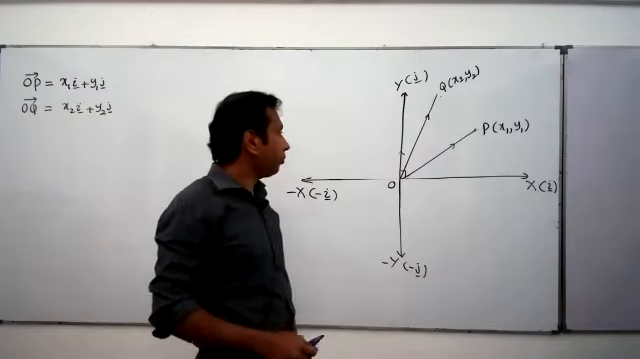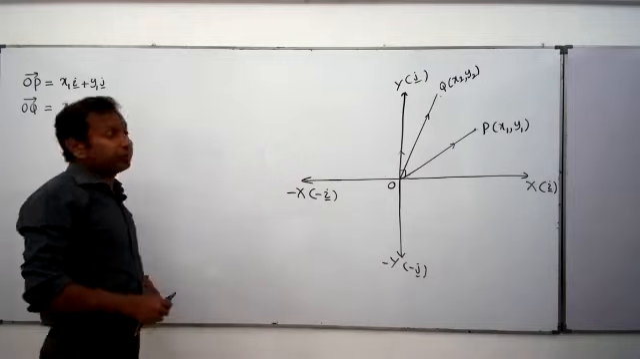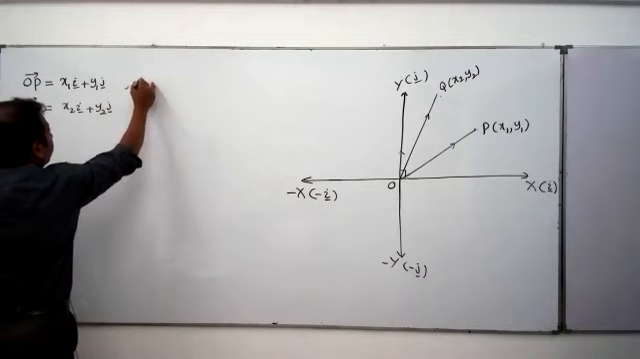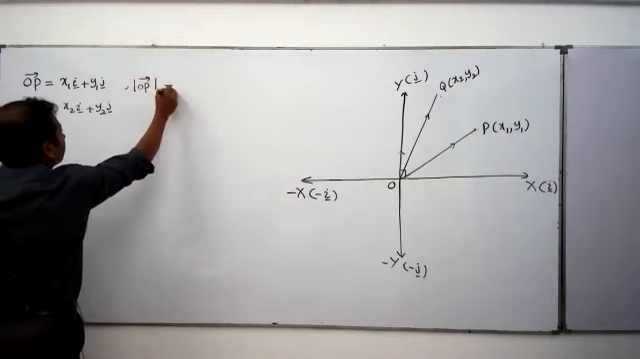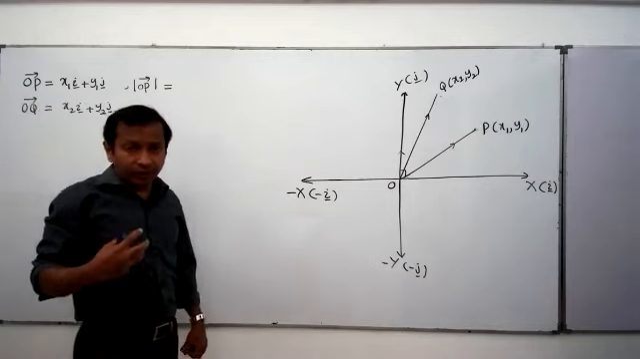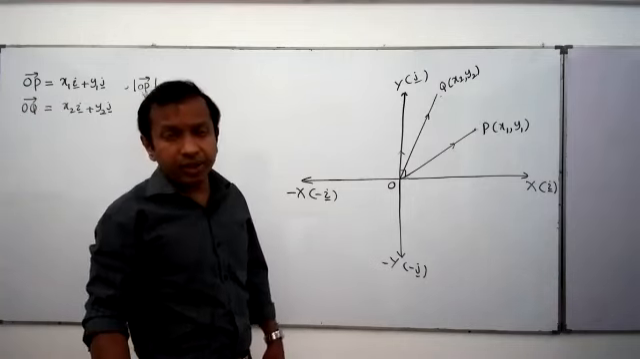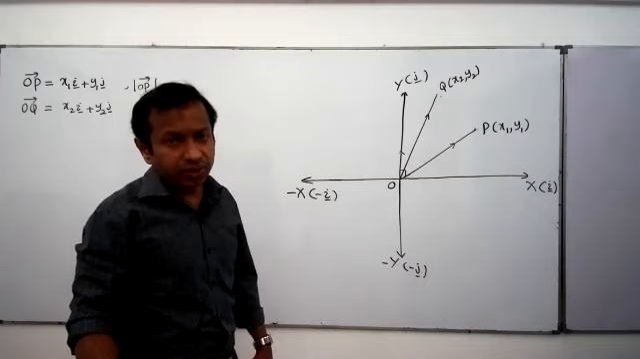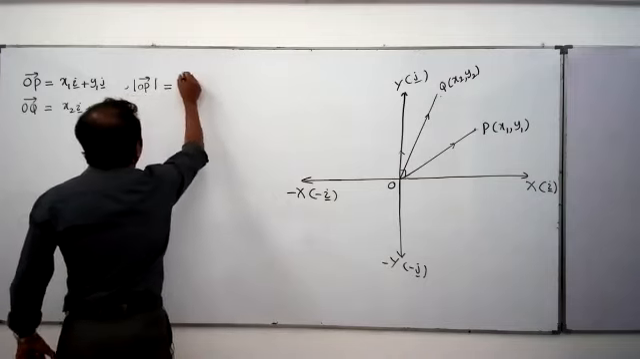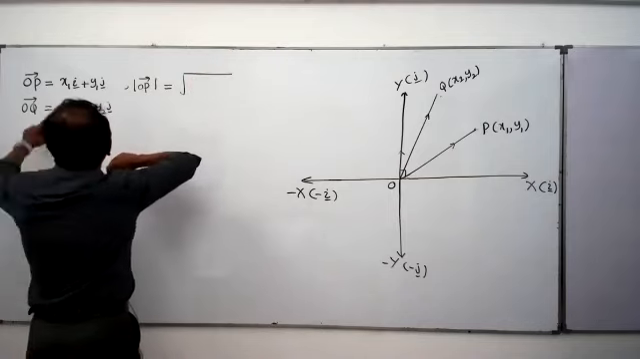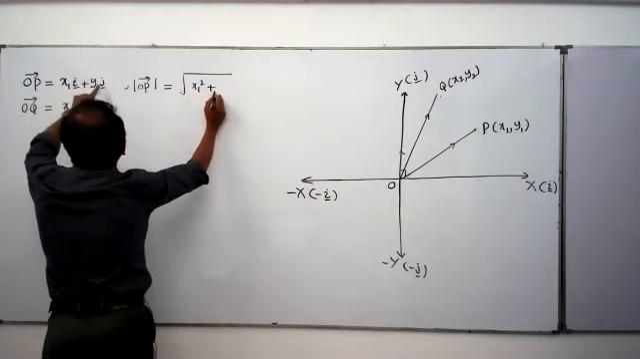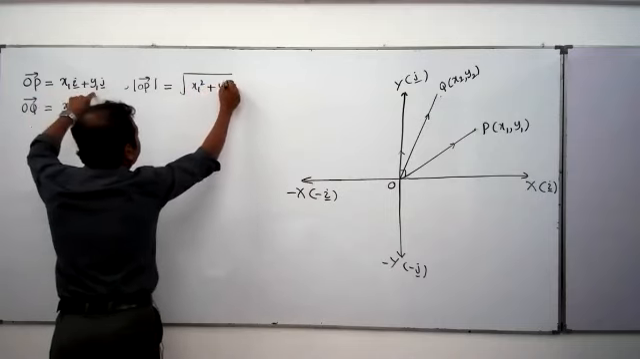Right. Now, in addition to that, people, OP modulus. How to find OP modulus? When we have a vector having i and j, on that occasion we said how to find the modulus. We said, people, it is the square root of what? It is the square root of the i coefficient squared plus the j coefficient squared, this way.